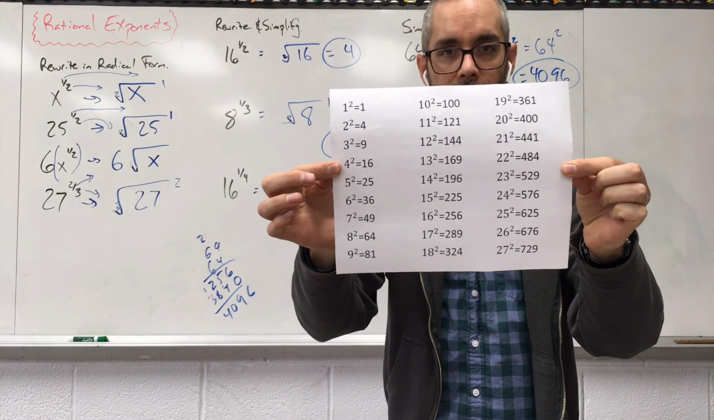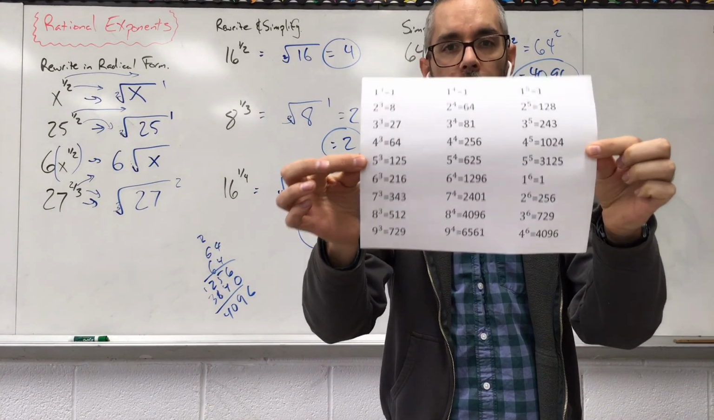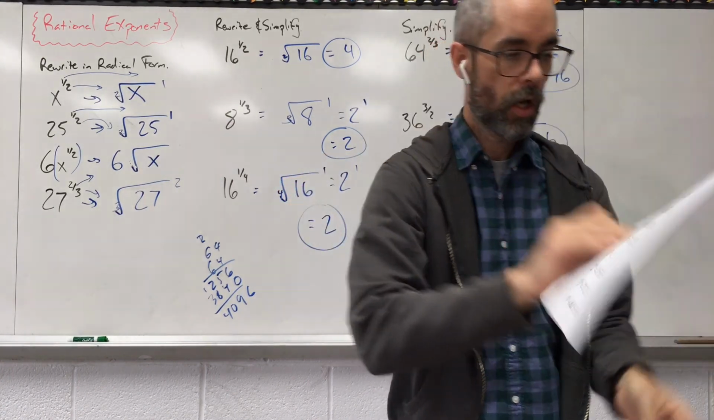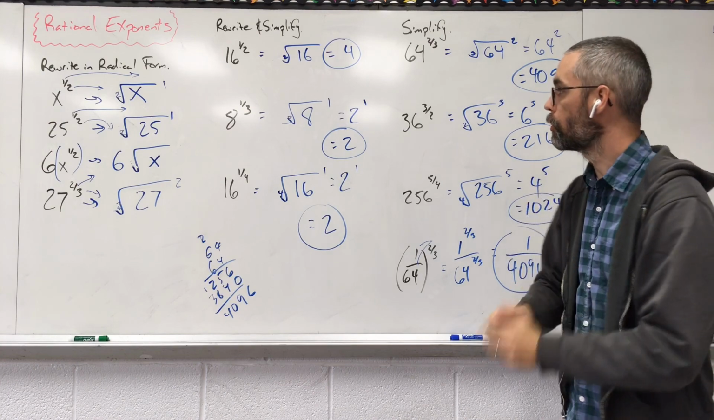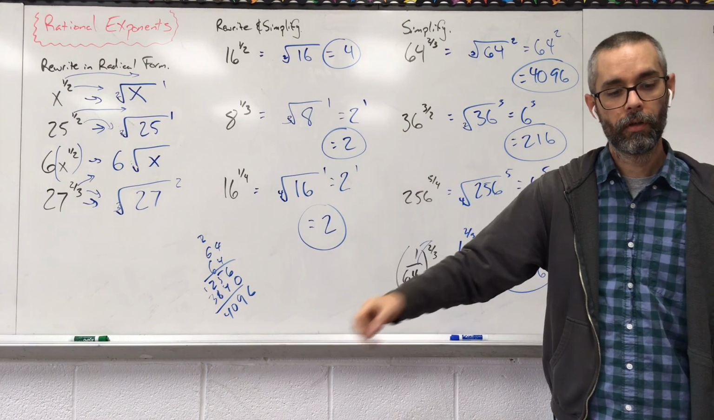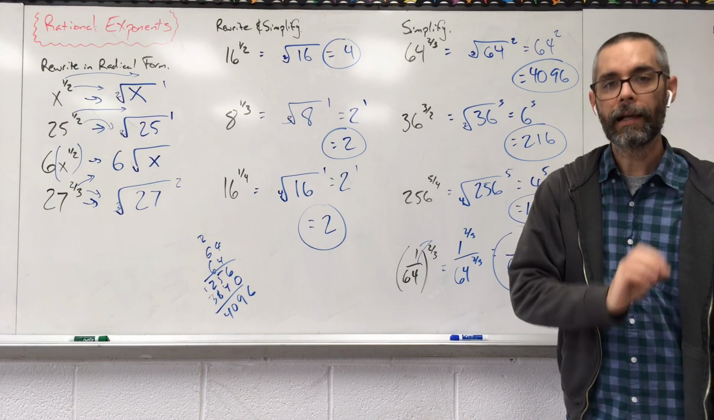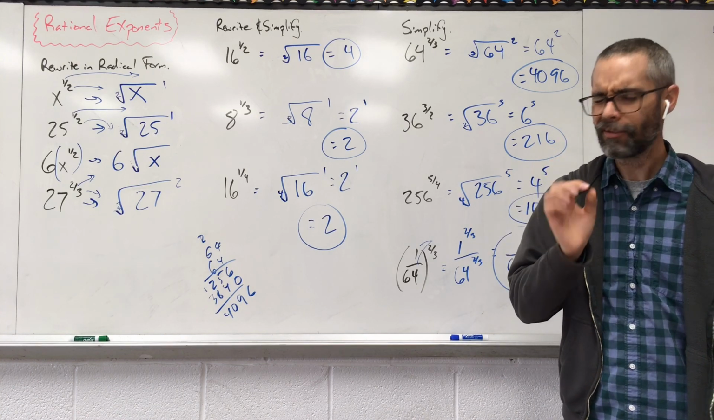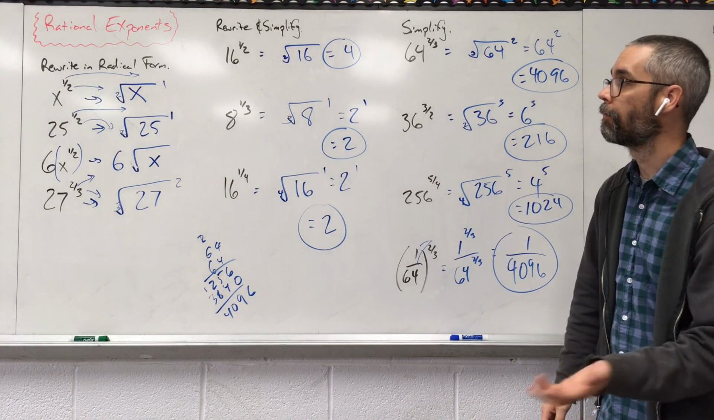Screenshot that. One more. Screenshot. Take a picture. All of those are all of your possible numbers that you are going to run into. Use them to your advantage. Write them down. Recognize the numbers, but don't memorize. Recognize that they're there so you can go back to your list. And that's simplifying rational exponents.